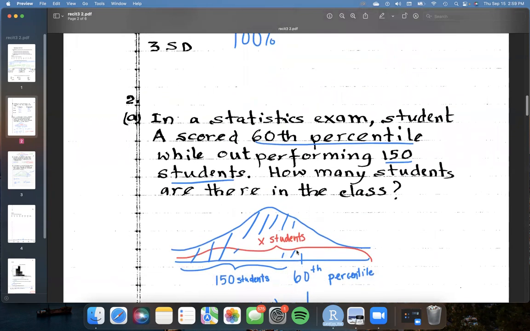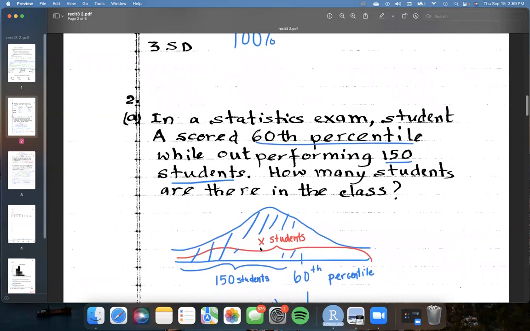So here we have student A, and they're in the 60th percentile right here. And we're given that there are 150 students. Well, he outperformed 150 students. So here, 150 students, we always read them left to right. So we know 150 students scored less than the 60th percentile student.